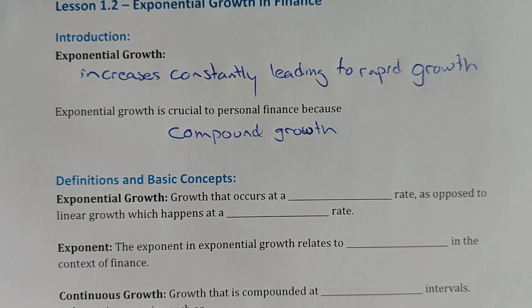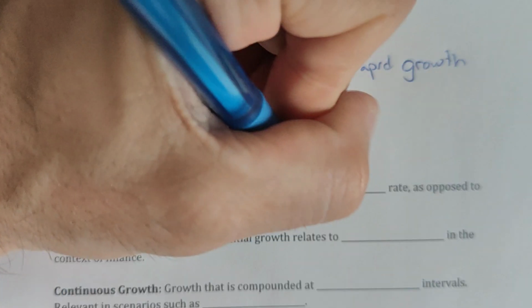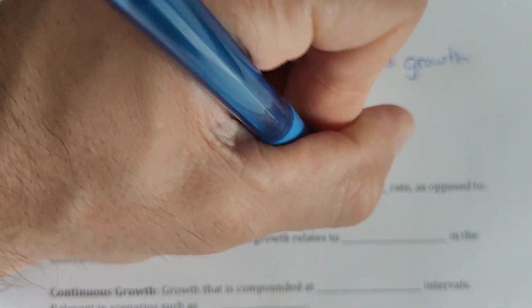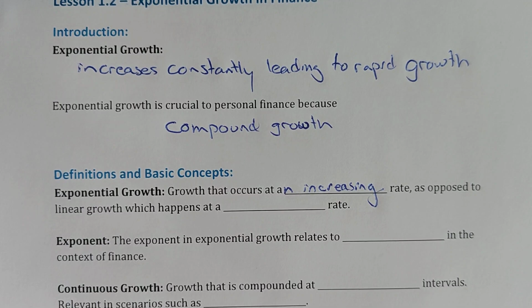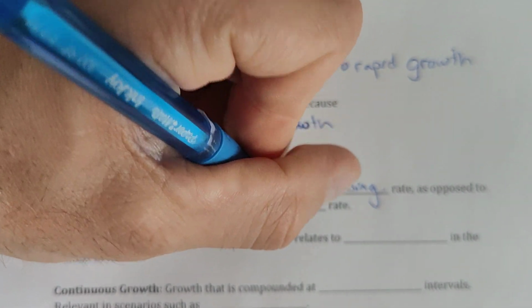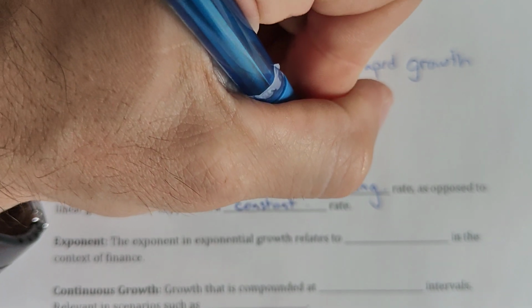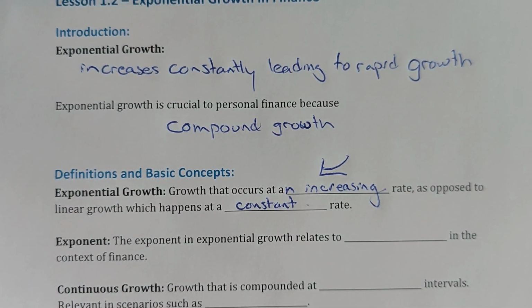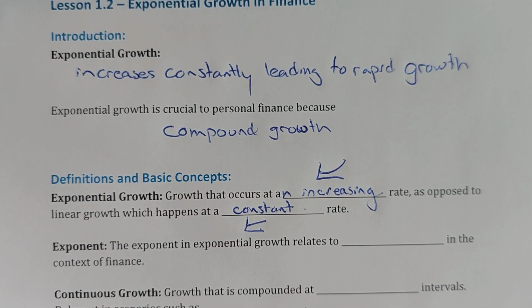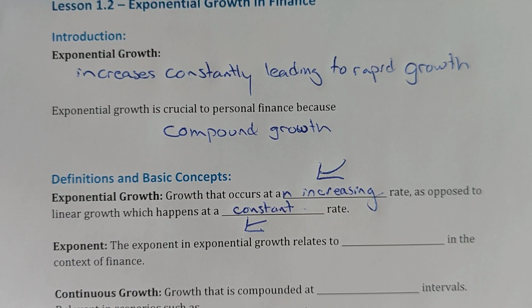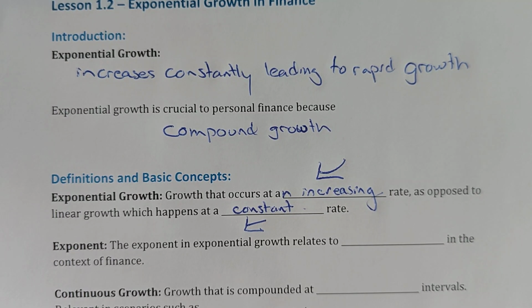So exponential growth is a type of growth that occurs at an increasing rate, as opposed to linear growth, which happens at a constant rate. Increasing rate, we're looking at something that's curving upwards like this on a graph, where a constant rate is just going to be a straight line. So again, we're going 1, 2, 3, 4, 5, 6, 7, 8, 9 with linear growth, where exponential growth may be 2, 4, 8, 16, 32, 64, and every step we're taking, we're going extremely bigger.